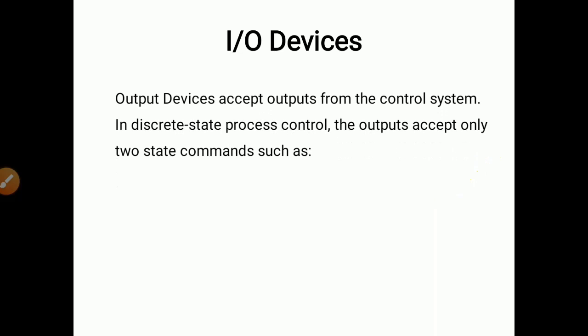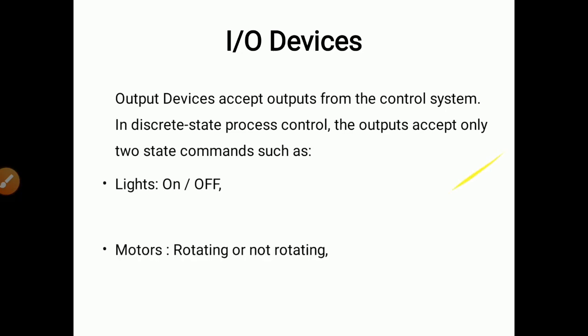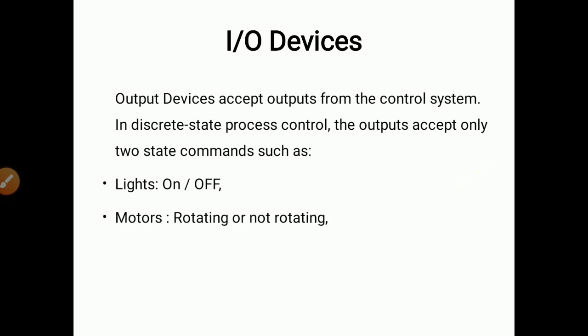And the output devices accept outputs from the control system. So the control system gives outputs. In discrete state process control, the outputs accept only two state commands such as lights either on or off. These are two states, on or off. Motors rotating or not rotating. Solenoids engaged or not engaged. So like this there are conditions: on or off, plus or minus, rotating or not rotating, engaged or not engaged.